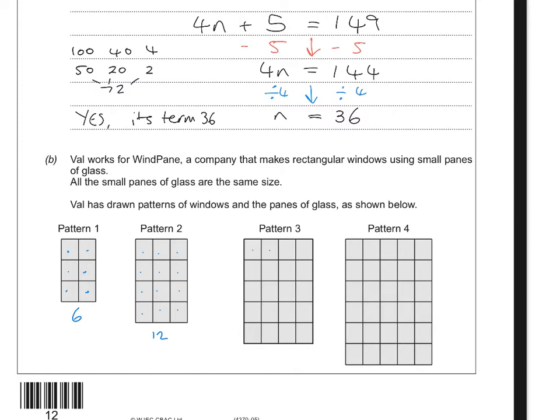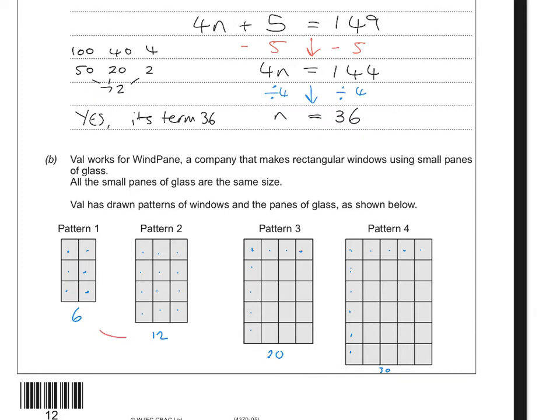If I count the next one, I've got 1, 2, 3, 4, and then we've got 1, 2, 3, 4, 5 rows. 4 times 5 would give me 20 there. So if I doubled 12, it wouldn't give me 24. So that isn't the pattern that's happening here. And then finally, I've got 5 across, and then 1, 2, 3, 4, 5, 6 going down. 5 across, 6 down would give me 30 altogether.